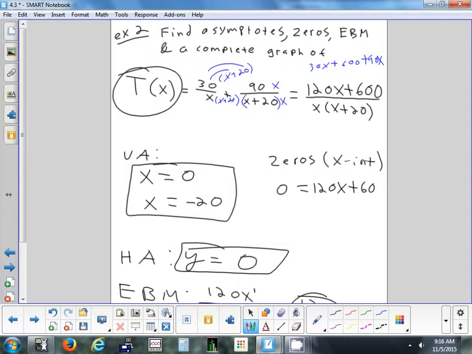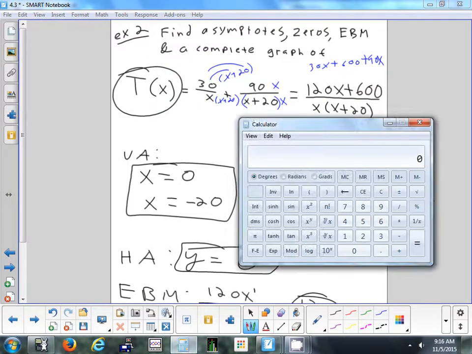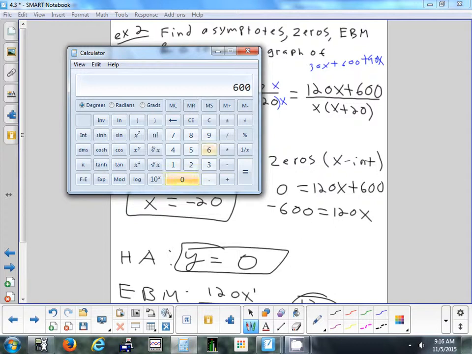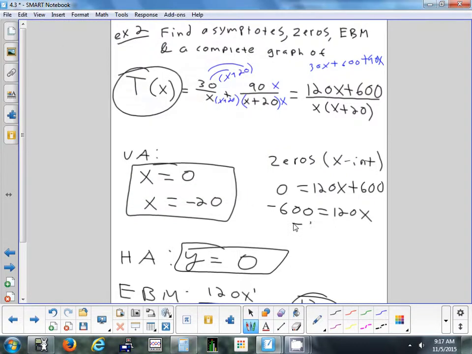Let's see. All right, so we get negative 600 equals 120x. Okay, and divide. Yep, we get negative 5. Again, maybe no real world point to this number because x is our speed. Negative speed doesn't make sense. But it will cross the x-axis at negative 5.